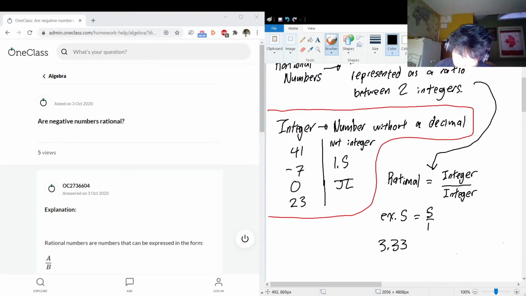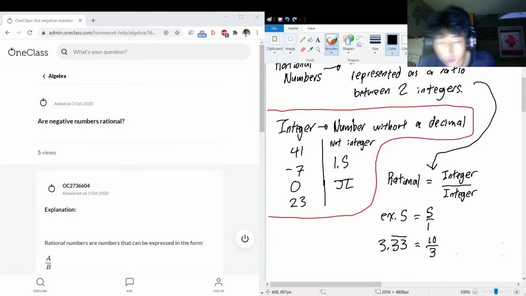3.3 repeating is a rational number because you know that is 10 divided by 3. 10 and 3 are both integers, and the ratio between them makes a rational number, 3.3, but the 3s repeat infinitely many times. Now, we know that it just has to be an integer on the top and the bottom.